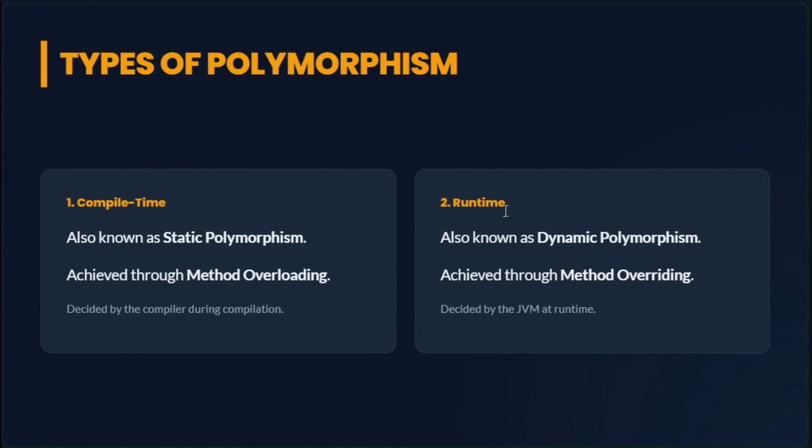Second is runtime polymorphism or dynamic polymorphism. This is achieved through overriding. Here it's overloading and here it's overriding. Here the computer doesn't decide which method to call until the program is actually running. This is the more powerful of the two.